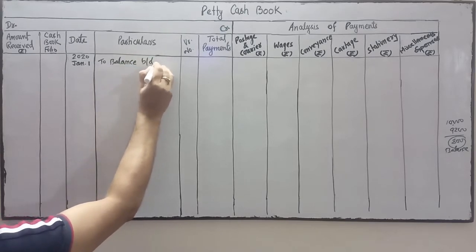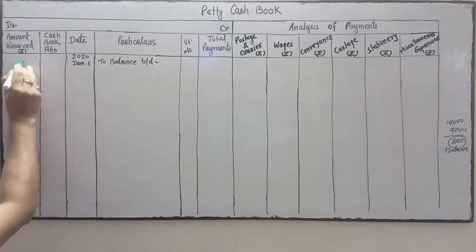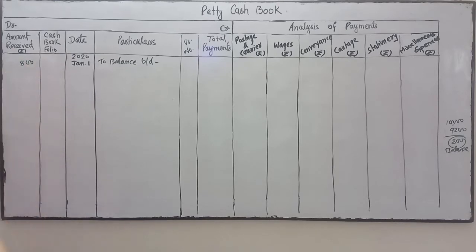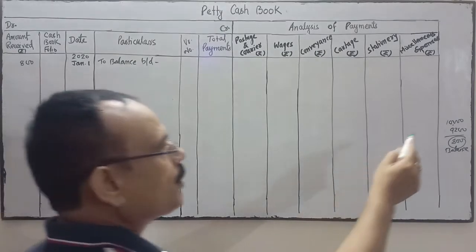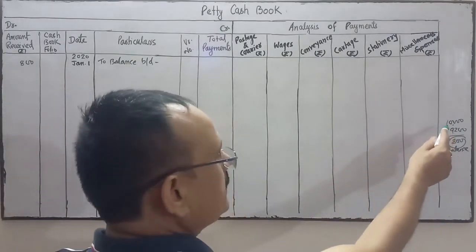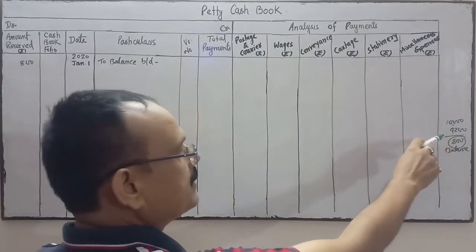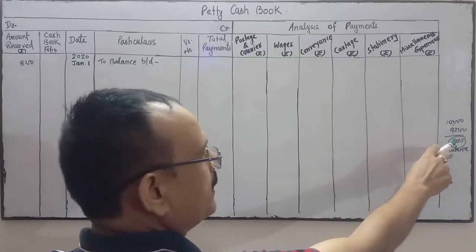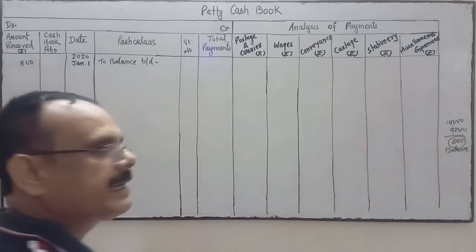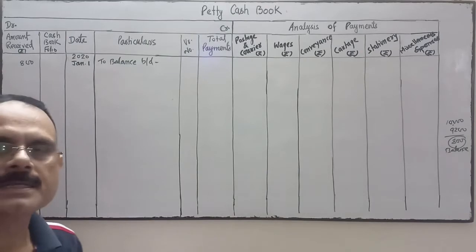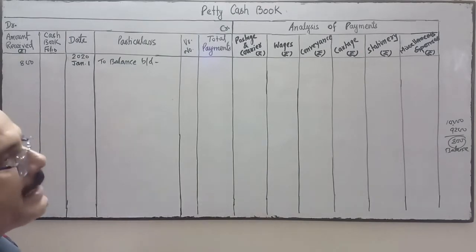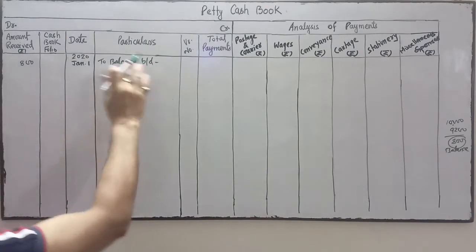brought down. This balance of 800 is the balance of cash with the petty cashier, because the imprest money was 10,000 and the cashier spent 9,200 last month. It means 800 is the balance in hand with the petty cashier. So he will write to balance brought down.